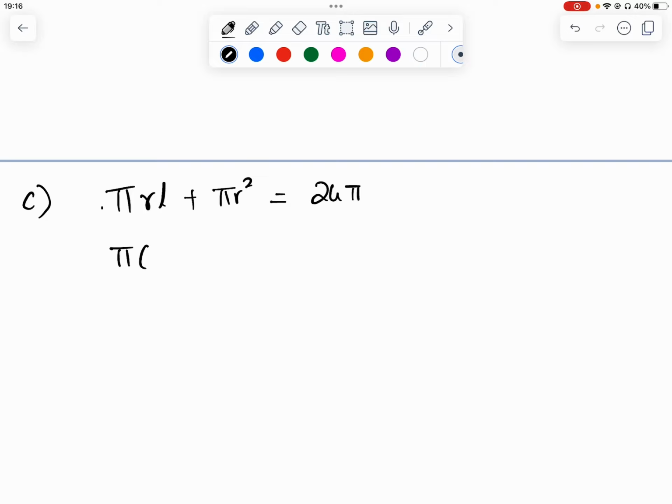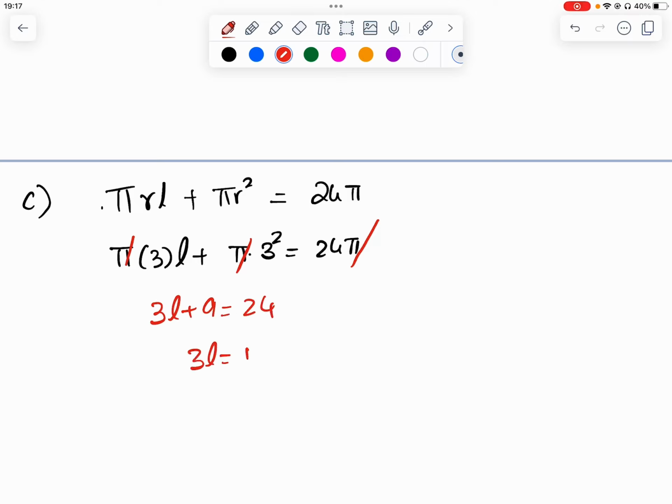So the radius is given as 3, and L we don't know. So pi times 3 times L plus pi times 3 square equals 24 pi. What can I do? Pi and pi get cancelled. So 3L plus 9 equals 24. 3L equals 15. L equals 5.